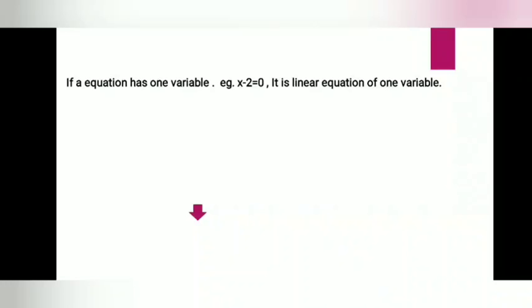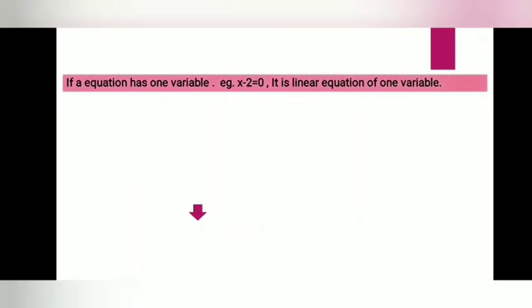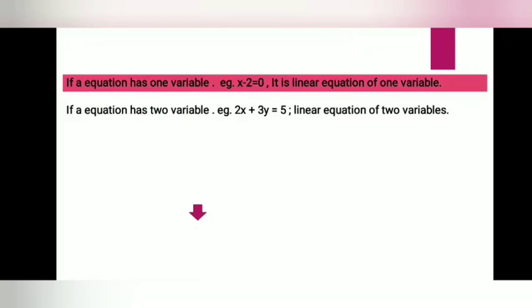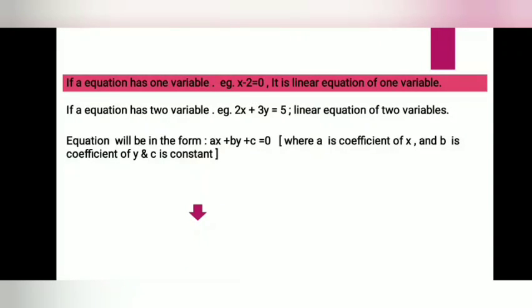If an equation has one variable, for example x minus 2 equal to 0, that will be a linear equation in one variable. If an equation has two variables, for example 2x plus 3y equal to 5, here x and y are the two variables, this will be a linear equation of two variables. Equations will be in the form ax plus by plus c, where a is the coefficient of x, b is the coefficient of y, and c is a constant.